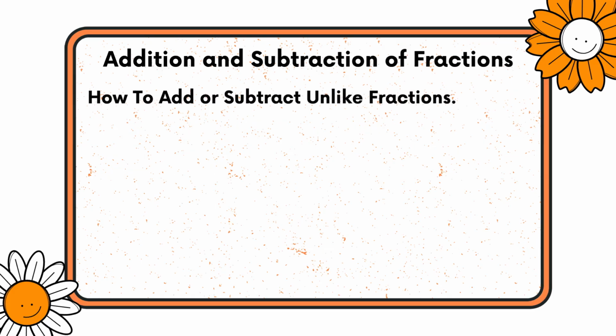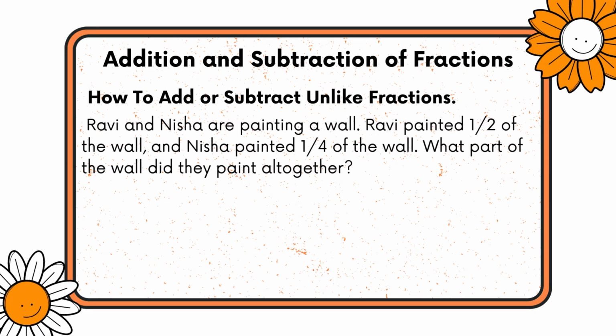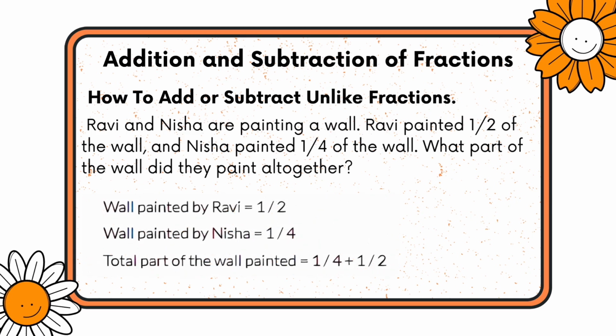Now, let's look at how to add or subtract unlike fractions. We will try to learn this with an example. Ravi and Nisha are painting a wall. Ravi painted 1 by 2 of the wall and Nisha painted 1 by 4 of the wall. What part of the wall did they paint all together? Here, the wall painted by Ravi is equal to 1 by 2. The wall painted by Nisha is equal to 1 by 4.